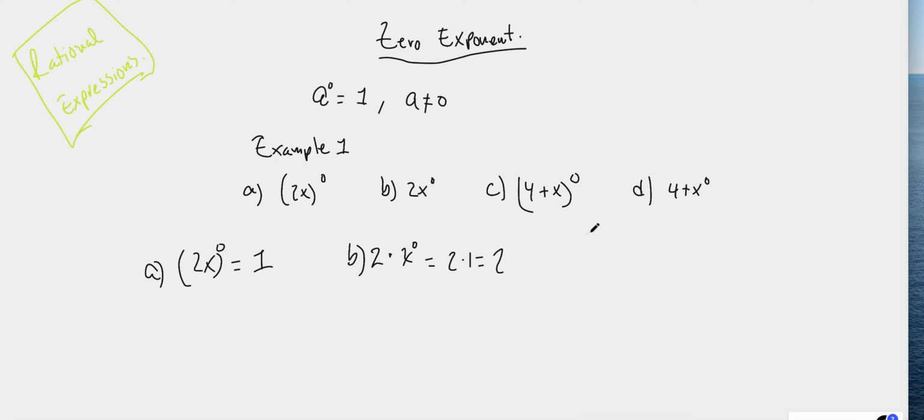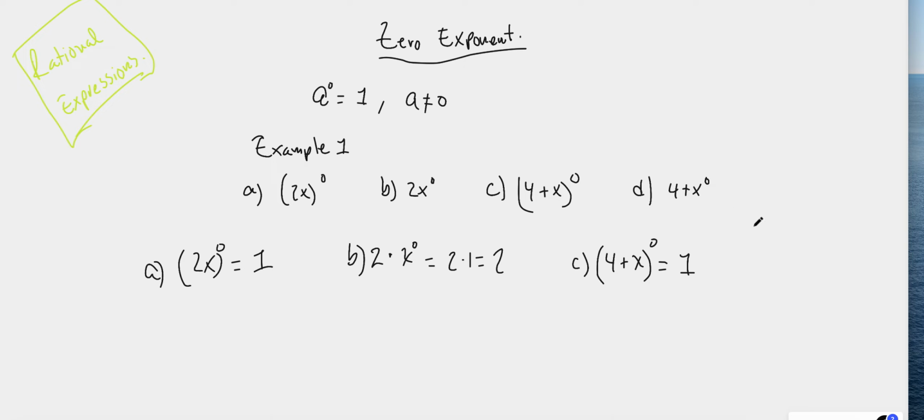Now let's take a look at letter C. On letter C, we have 4 plus x, all raised to the power of 0. And notice that this 4 plus x is also in parentheses. Therefore, everything in here is being raised to the power of 0. So we have a number, which we don't know what it is, being raised to the power of 0. Well, any number raised to the power of 0, which is not 0, is going to be 1.